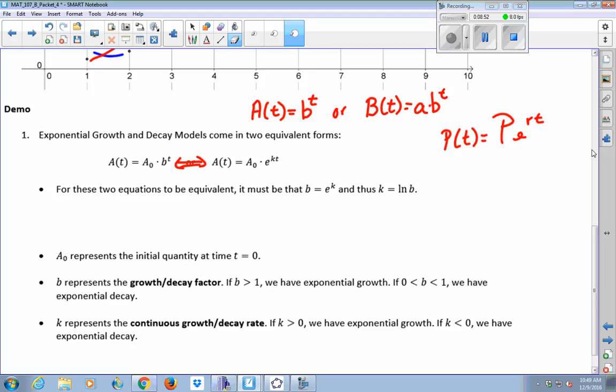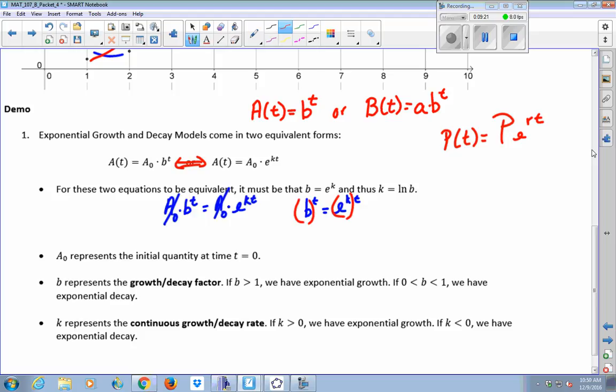So let me show you how these two equations are equivalent. They look a little scary at first, but they're really not bad at all. Probably that a sub naught. When I say they're equivalent, I mean they're equal. So if you divide both sides by a sub naught, that goes away. And now you get b to the t equals e to the kt. Well, a little use of parentheses right here shows you that in both of these situations, the t's are exactly the same. So b must be equal to e to the k, or e to the k must be equal to b.